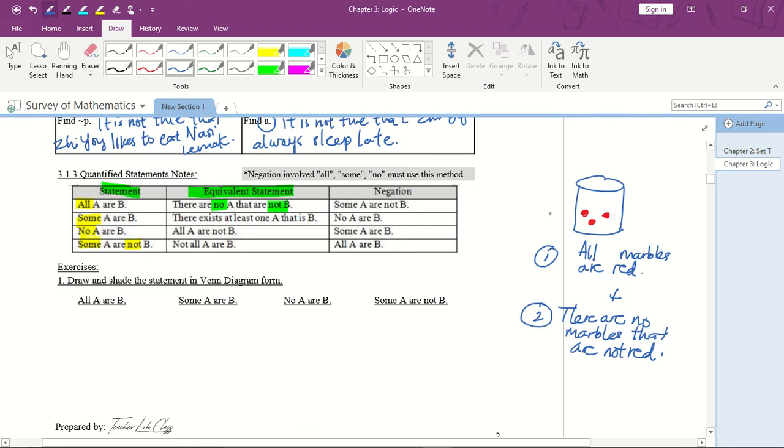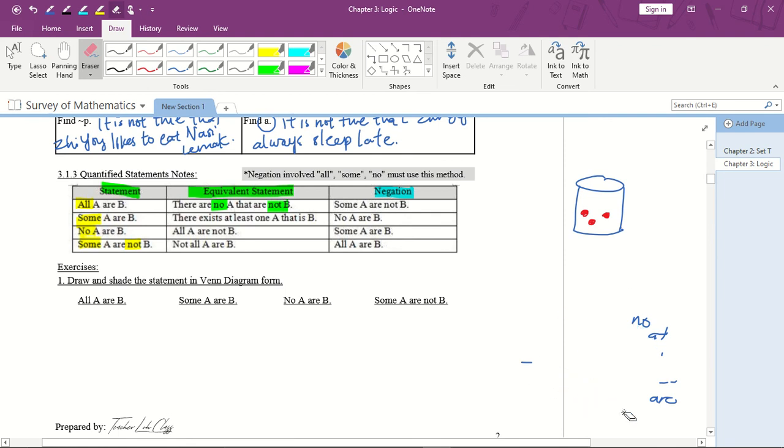However, if I want to go for negation, which is the opposite, you can put it as some A are not B, which means some marbles are not red. Then this is the negation of these two statements. I hope you get the idea. So let's look at the next statement here.